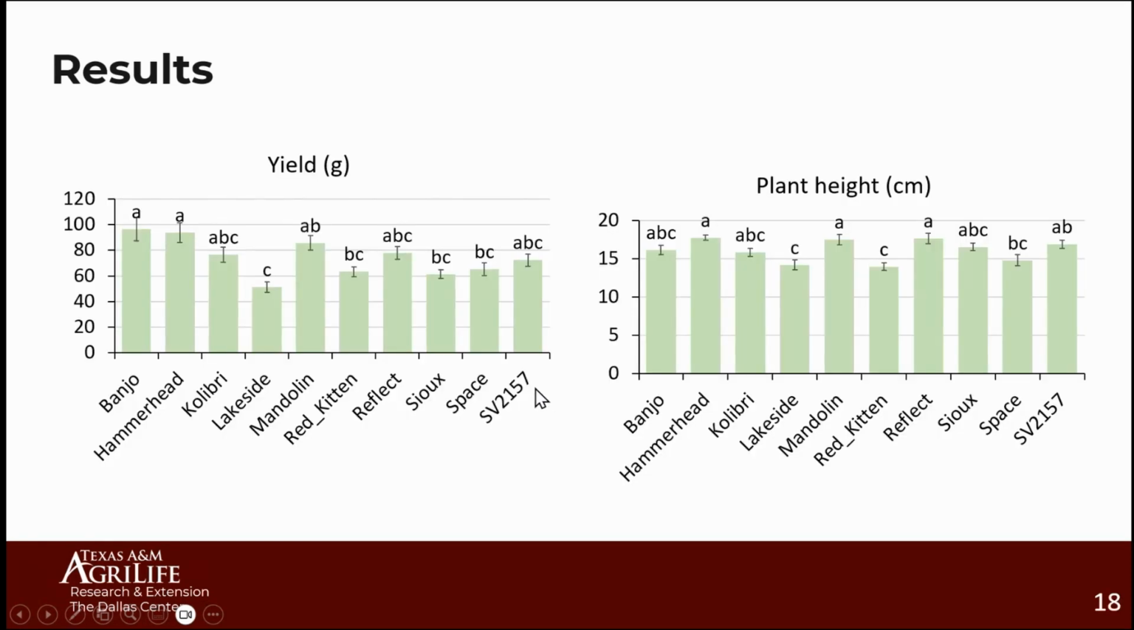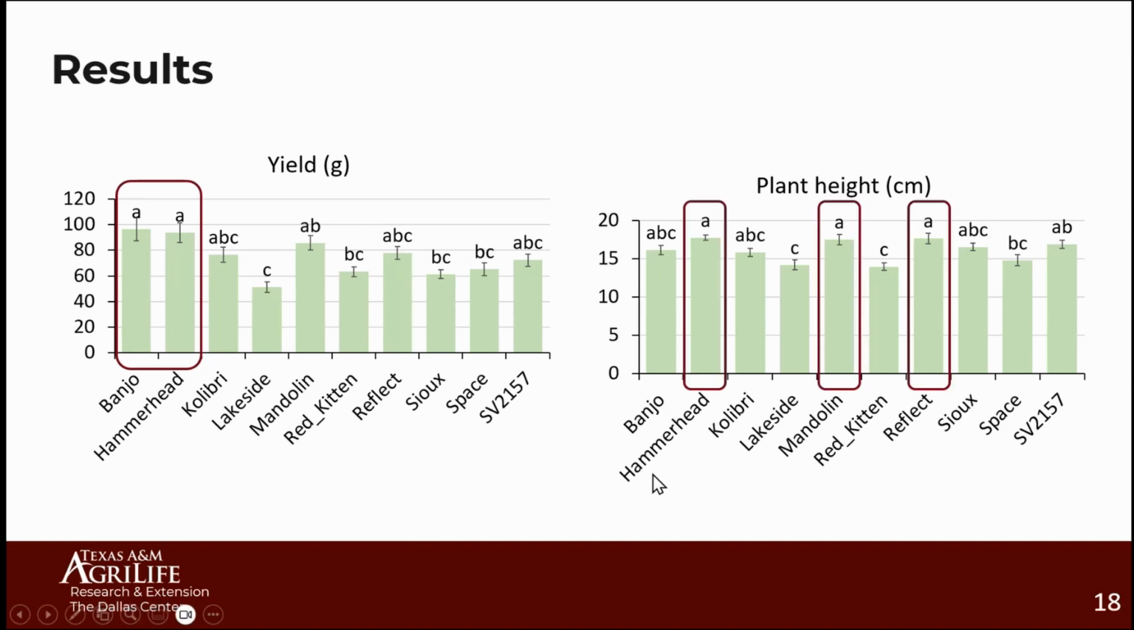And here are the results. So for the yield, which is a parameter we are very interested in, we can tell that banjo and hammerhead, these two cultivars, resulted in the highest yield among the 10 cultivars. And for the plant height, we also learned that hammerhead, mandolin, and reflect, these three cultivars, resulted in the highest plant height compared to other cultivars.